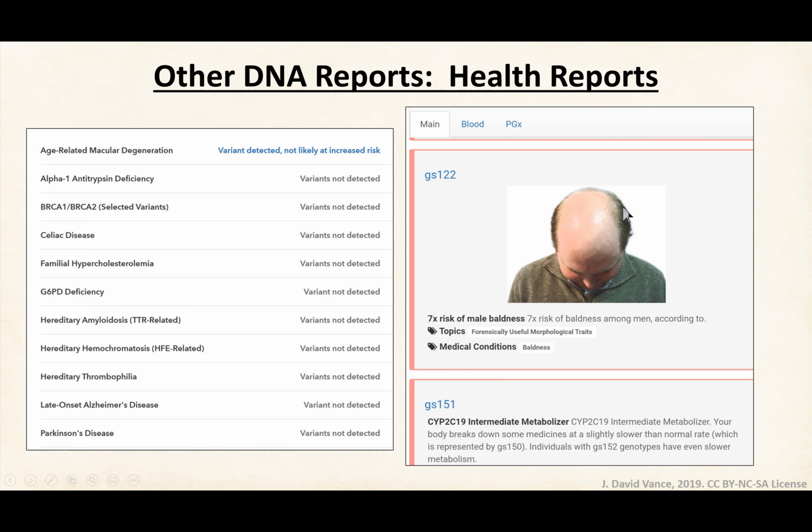This is not an actual picture of me. My hair is thinning, but it doesn't look like this.